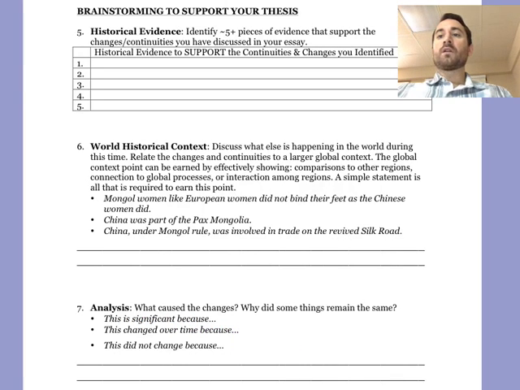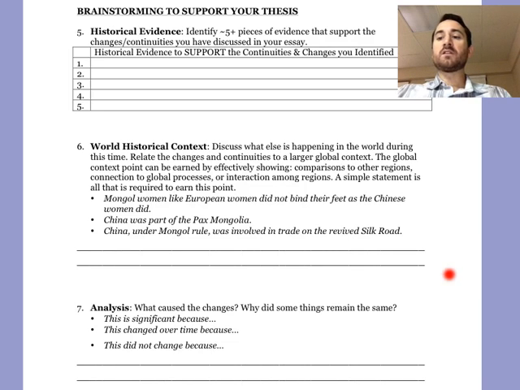The next thing that you'll want to do is to identify your historical evidence. And again, you want to identify at least 5 pieces of evidence. And the purpose of this evidence is that it should directly support your continuities and changes that you are identifying, that you are writing about. Okay, so each of these must be very specific, and they certainly must be accurate so that they support your thesis statement. And then for one point, you want to put this in the world historical context. What else is happening in the world during this time that might explain or understand some of these continuities and changes that are taking place?